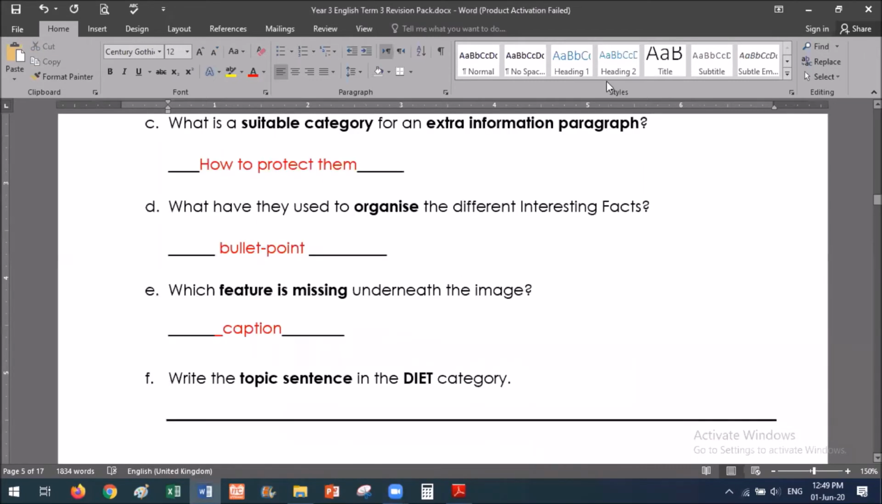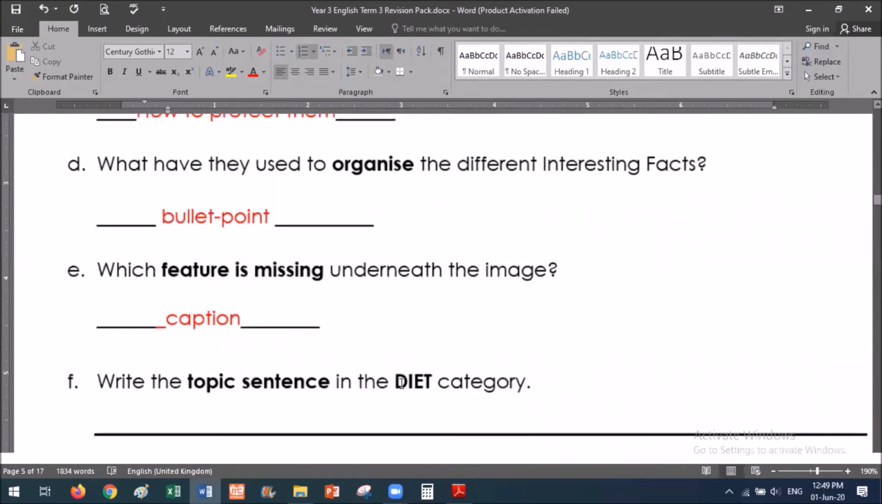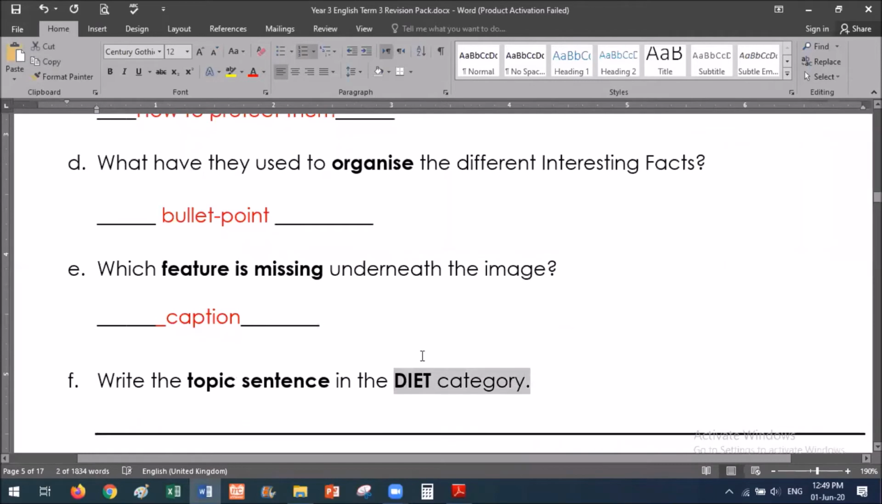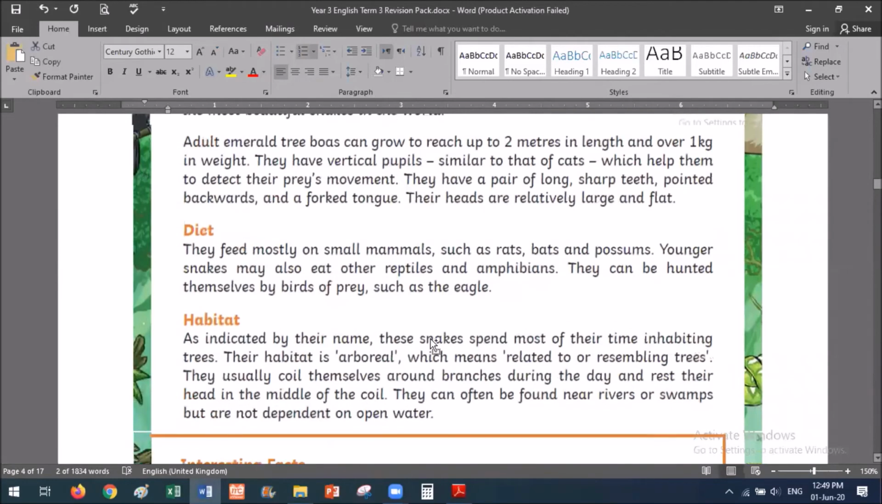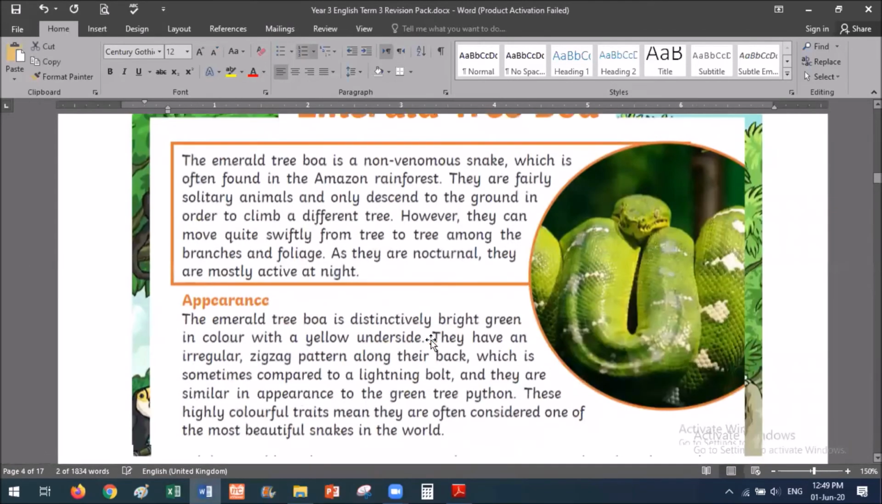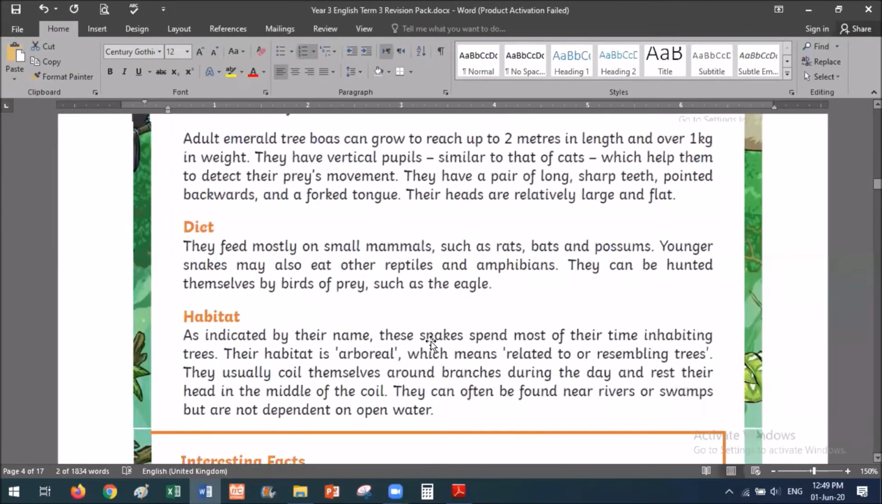The topic sentence. Who's going to answer this one for me? Who didn't answer? Ziad. Hello. Hi, would you like to do the topic sentence for me? Yeah. Remember what the topic sentence was? It was the first sentence, right? The first sentence was the topic sentence. So we're going to look for the topic sentence in the diet category. So we look up, Ziad, into the diet category. Yes. And tell me, what is the first sentence, please, Ziad?